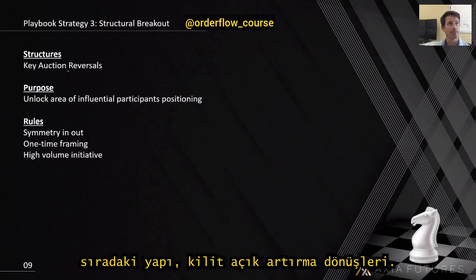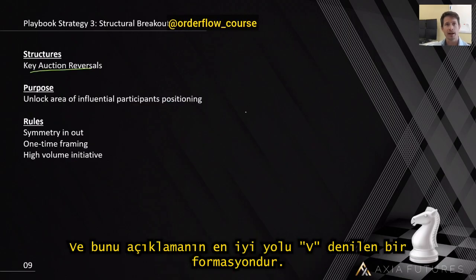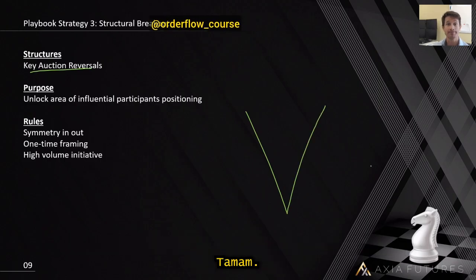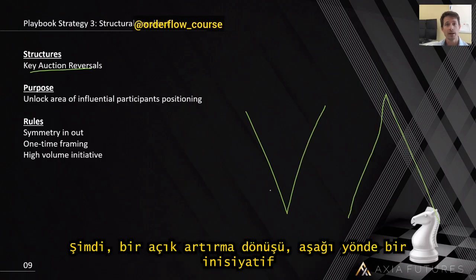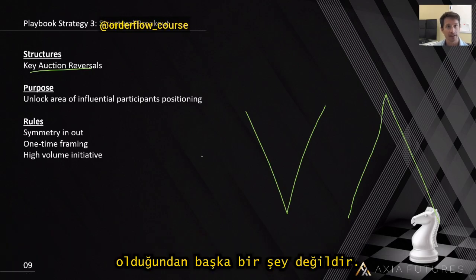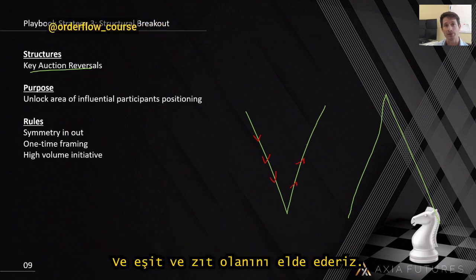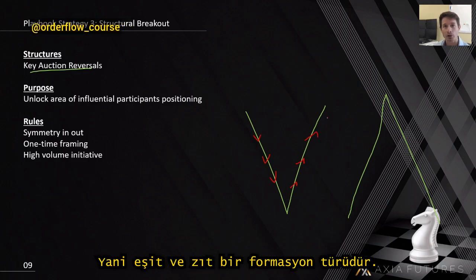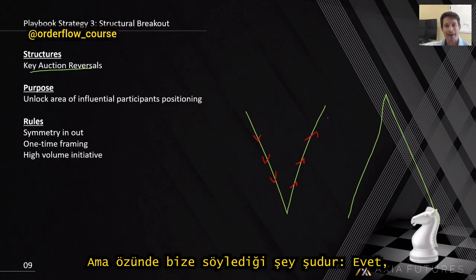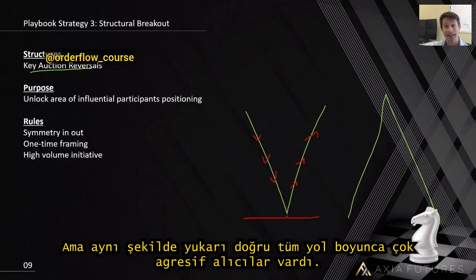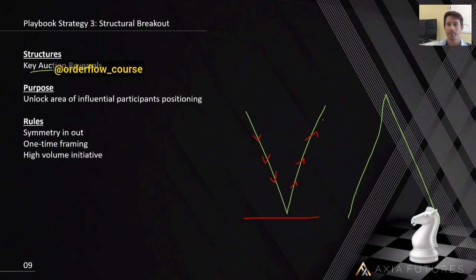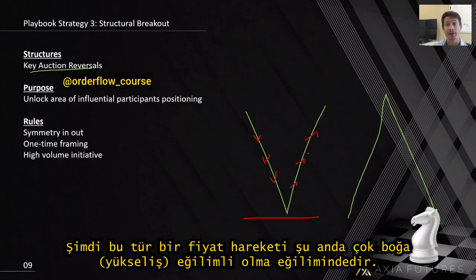Now, the next structure then is key auction reversals. The best way to explain this is with a pattern called a V. And obviously it can be the opposite as well. An auction reversal is nothing more than when we have initiative to the downside. So very aggressive sell-side price action, which includes high volume, high delta interaction, and we get the equal and opposite. So it's an equal and opposite type formation, but in essence, what it's telling us is that yes, there were very aggressive sellers all the way down, but equally there were very aggressive buyers all the way up. Now, this type of price action tends to be very bullish.